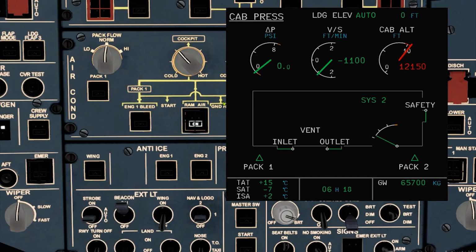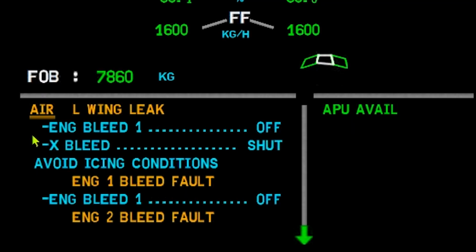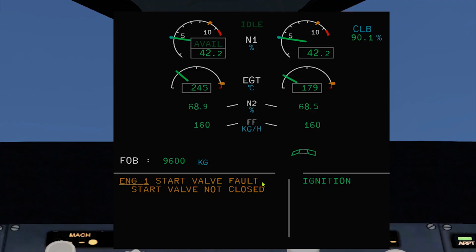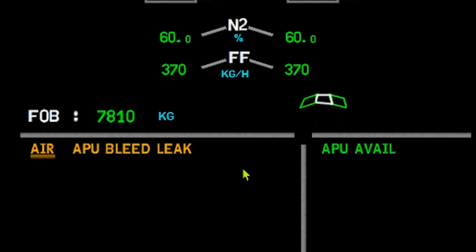The next part of the checklist is if left leak is subtitled with the air engine 1 and 2 bleed fault alert, or if engine 1 bleed is lost due to engine 1 fire or start air valve 1 failed to open, or if APU leak fed by engine alert.